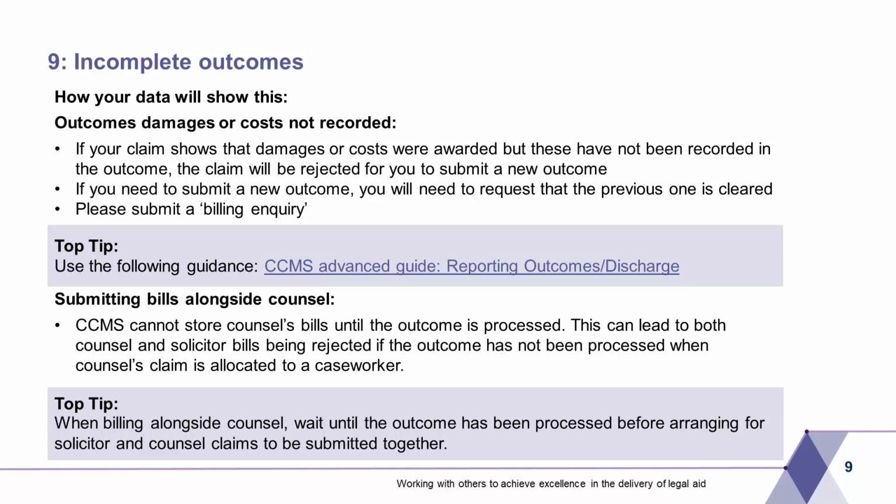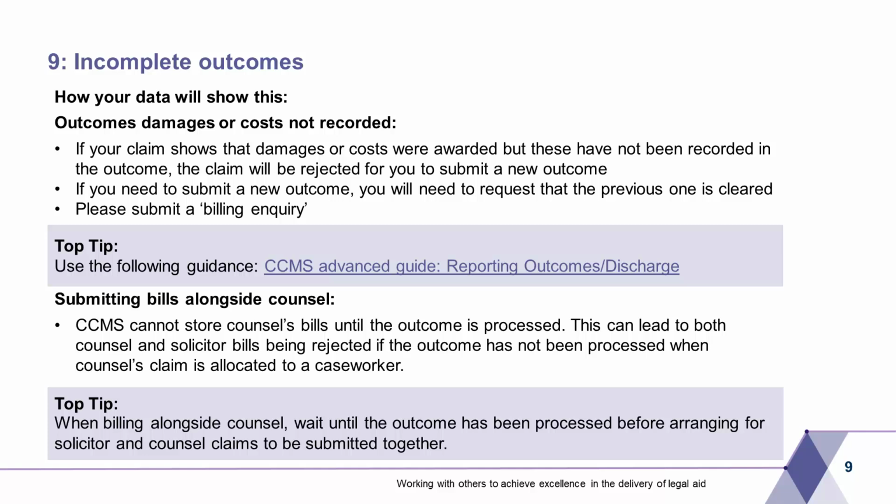Additionally, while CCMS will hold solicitor bills back until the outcome has been processed, it is unable to do so for council bills, and therefore, where the solicitor and council bills need to be reviewed together, but the outcome has not been processed, this can lead to rejection of both the solicitor and council bills. We will endeavour to process the outcome wherever possible in this situation.